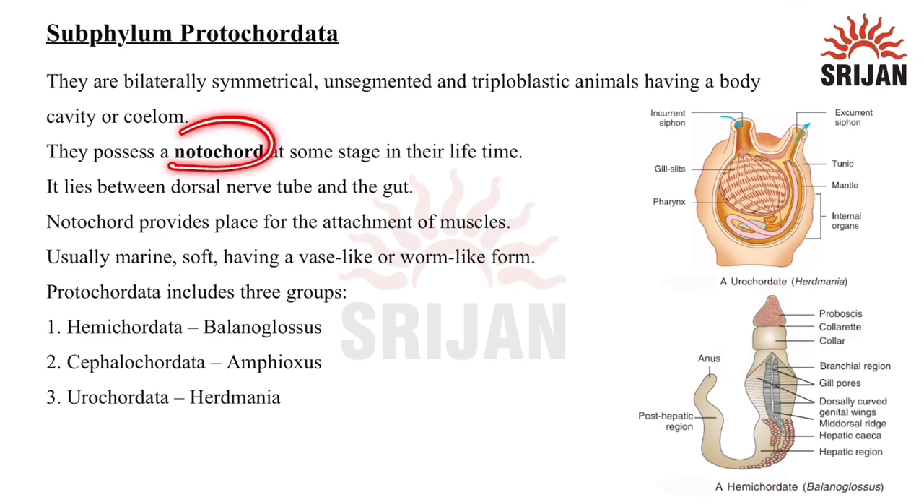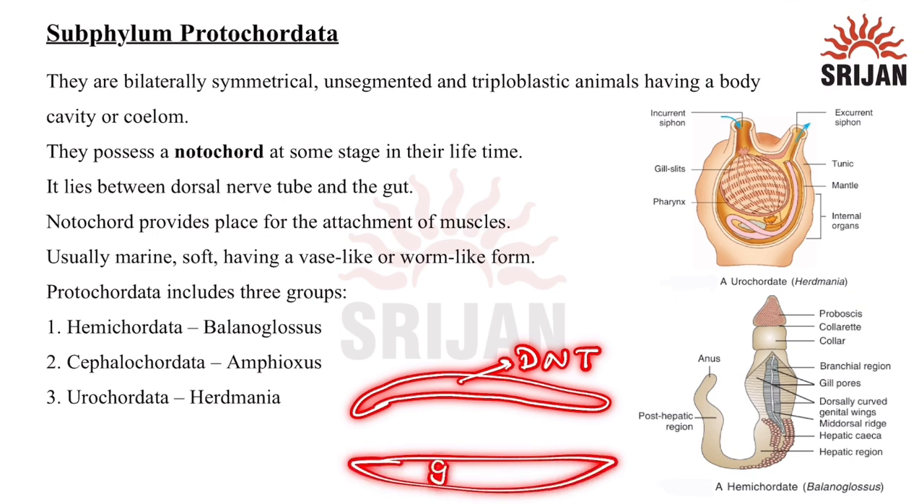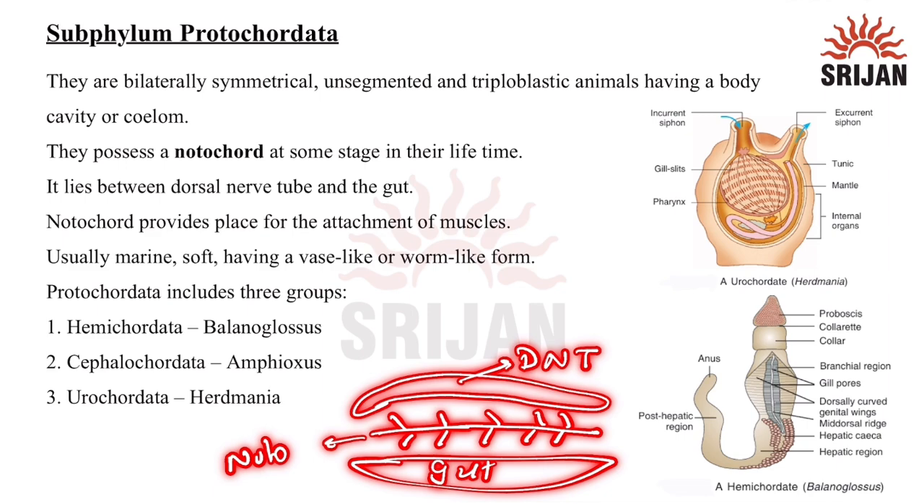Now they have a notochord at some stage in their lifetime. That is why they are placed under Chordata. And this notochord is basically present between the dorsal nerve tube, which is this dorsal nerve tube, and the gut. This is the gut. So the notochord is placed between them, and this notochord provides attachment to the muscle over here. So basically it provides the place for the attachment of muscles.